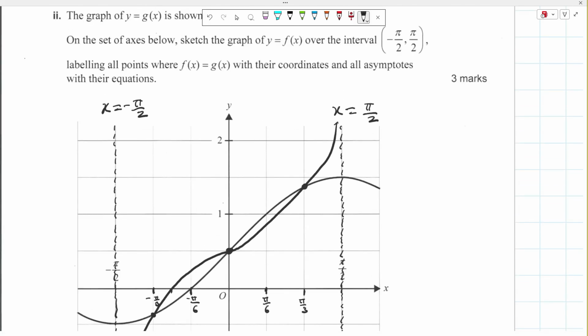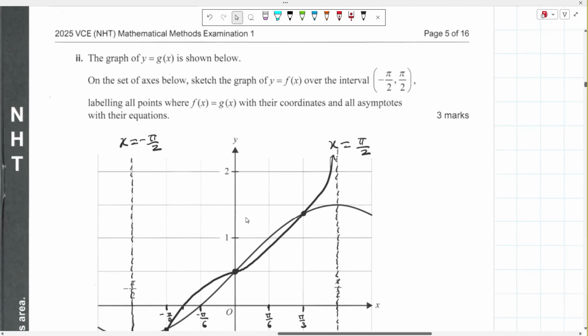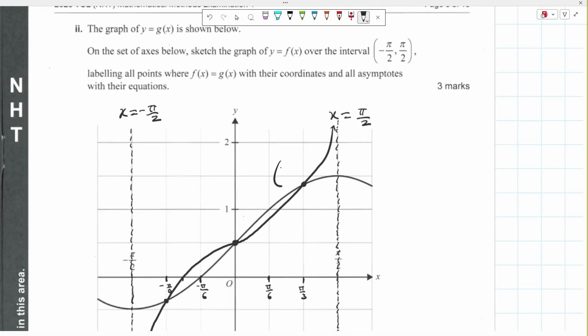So there we go. That's what it's going to look like. Make sure it doesn't touch the asymptotes. Right, something like that. Let's label our points.